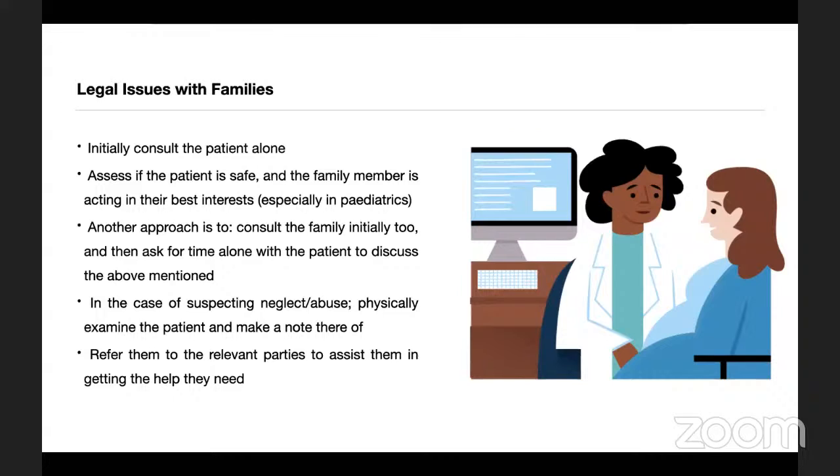Assess as best as you can if the patient is safe and that the family member is acting in their best interests. This is especially important in pediatrics. Another option is to perhaps consult the entire family as a whole initially, and then afterwards ask for some time alone with the patient to discuss the above mentioned points. Or in the case of suspecting neglect or abuse, to physically examine the patient and then make note thereof. In some cases, the clinician can ask the patient if they're in need of social or psychological support, and then if necessary, refer them to the relevant parties to help the patient get the help that they need. Next slide.